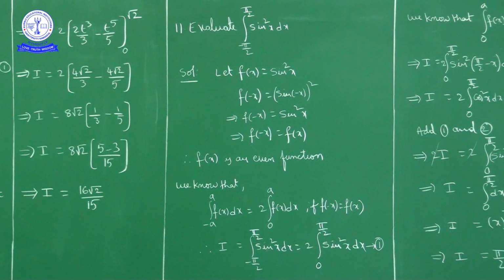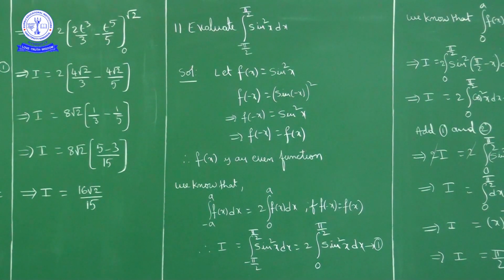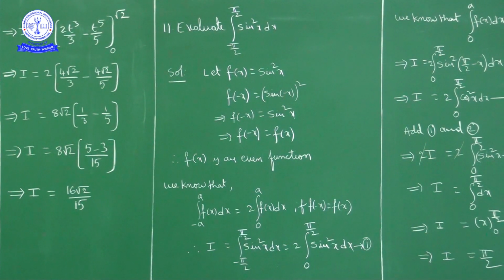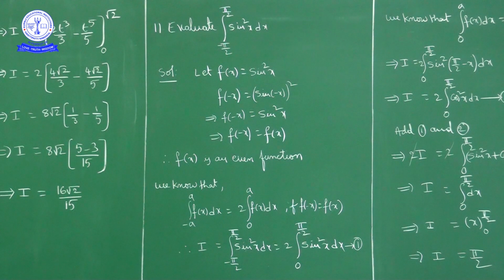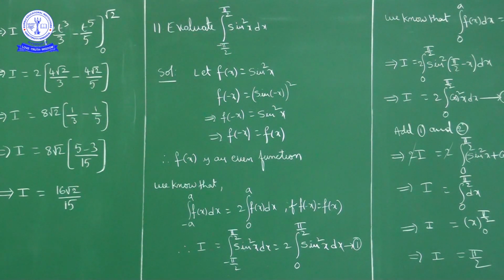To check whether the given function is even or odd: if f of minus x is equal to f of x, then the function is an even function. If f of minus x is equal to minus f of x, it is an odd function. Now f of x is sin square x. F of minus x is what? In place of x you write minus x. So sin of minus x whole square. Sin of minus x is minus sin x, whole square, so nothing but sin square x. So f of minus x is sin square x, which is nothing but f of x. So f of x is an even function.